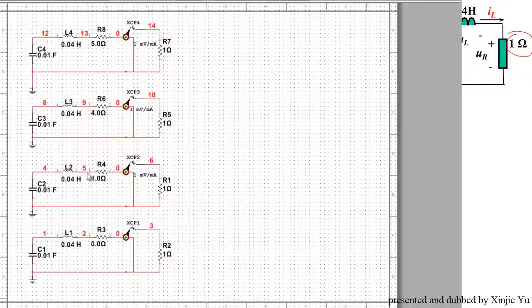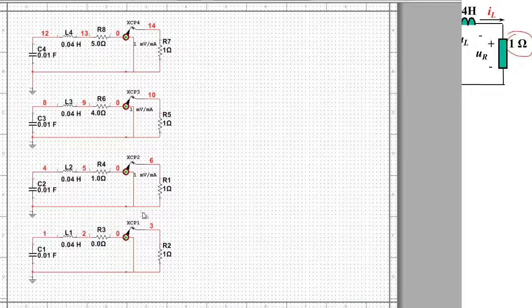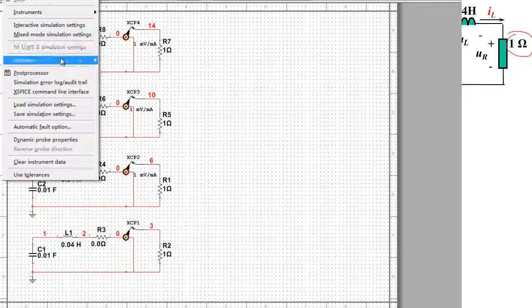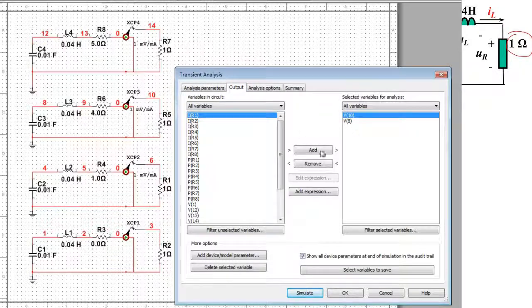Next, we simulate the circuit when R equals 1 ohm. We'll still assume that the initial value of the capacitor voltage is 3 volts. Here we check the voltage of nodes 4 and 6. We click Simulate.